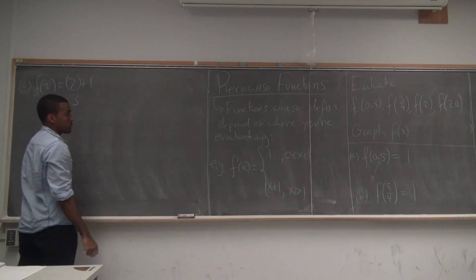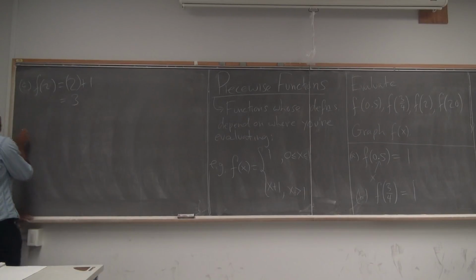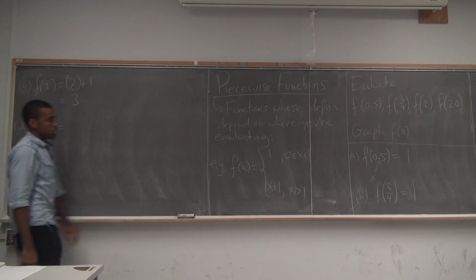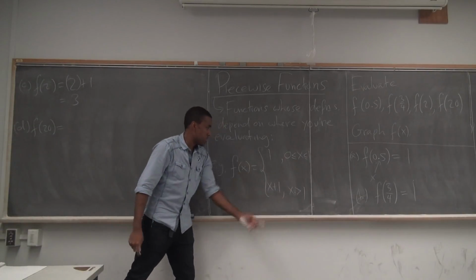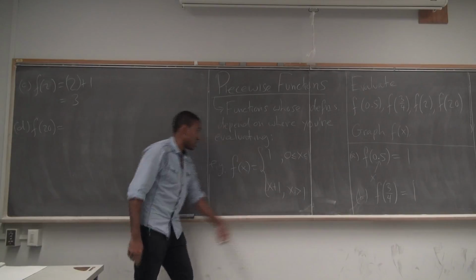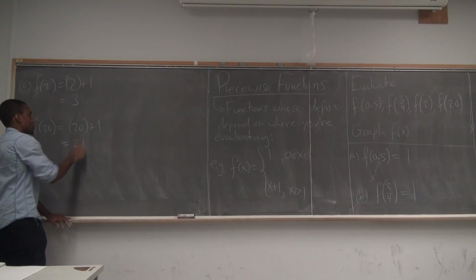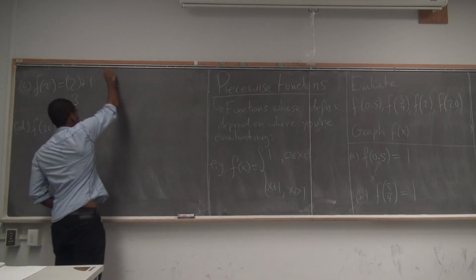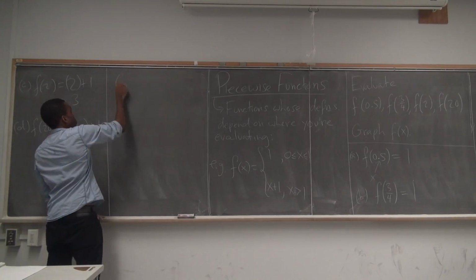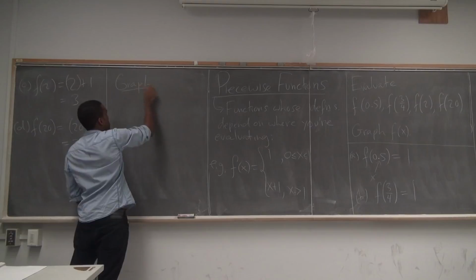That gives us 3. F of 20, same idea. 20 is not between 0 and 1. It's actually greater than 1, so I'm going to use this definition, and I'm going to plug in 20. 21 is that. All right. What would the graph look like here?